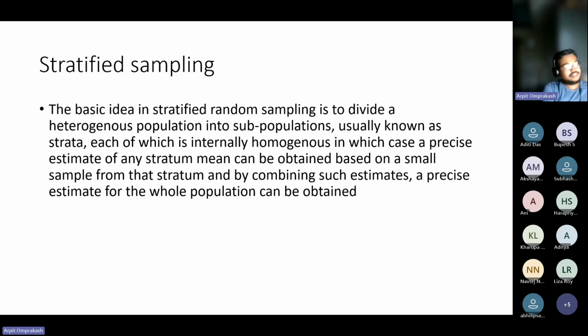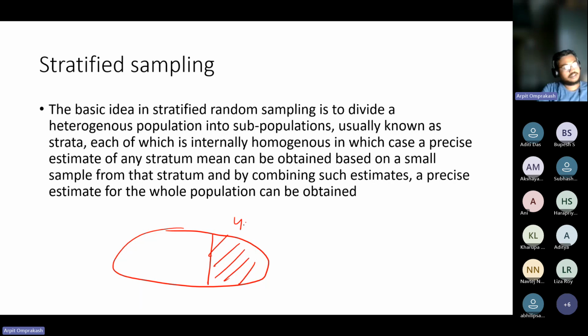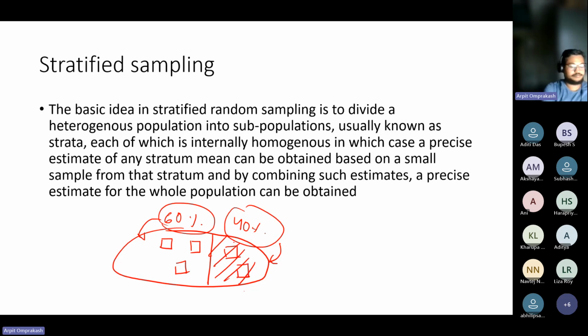Now, stratified sampling is, as I was telling you before. Let's say we have an area where 40% of this area has a higher population density and 60% has a lower population density. So in stratified sampling, we make sure that 40% of our samples are coming from here and 60% of our samples are coming from here. So we'll have 3 sampling units here and 2 sampling units here to maintain that ratio. Okay.